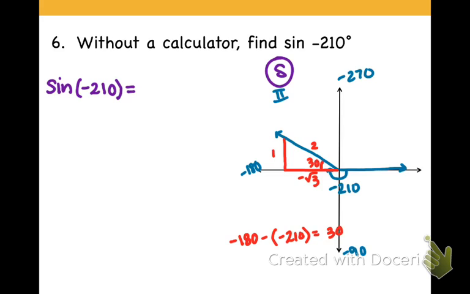Sine of -210. We know it's going to be positive because we're in the second quadrant. Its opposite, the 30, is 1. The hypotenuse is 2. So sine of -210 is 1/2. You could check it in your calculator. You should get 0.5. We could go now and find the cosine, the tangent, and all the other ones, but we're not going to.